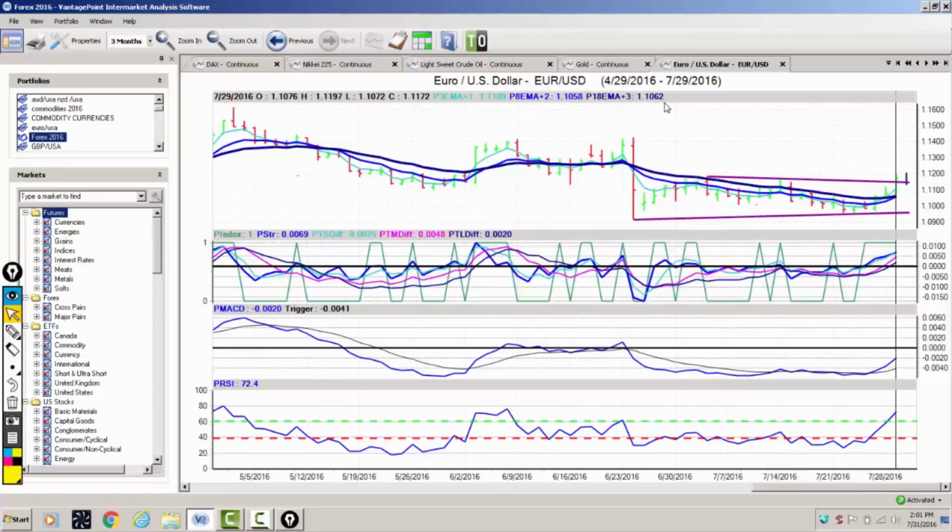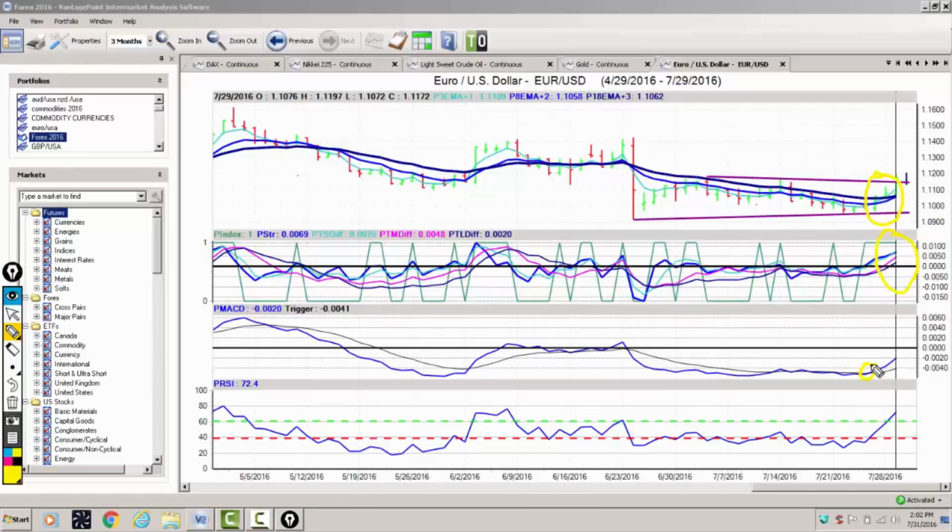We're holding above 110.62, closing at 111.72, but we are largely just range trading here, guys. That's all we're doing. Is that going to be enough to push the euro higher? It's possible. With this fresh triple EMA cross, our indicators here are all pointing higher. Our neural index, our predicted short, medium, and long-term differences, all looking good. Our predicted MACD crossing the trigger. 72.4 on the predicted RSI.